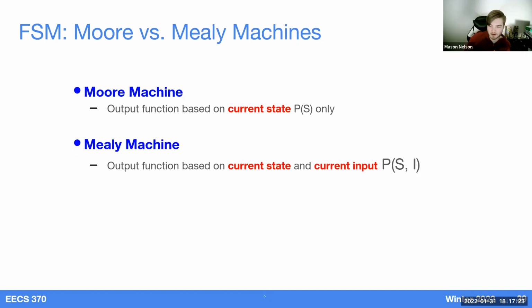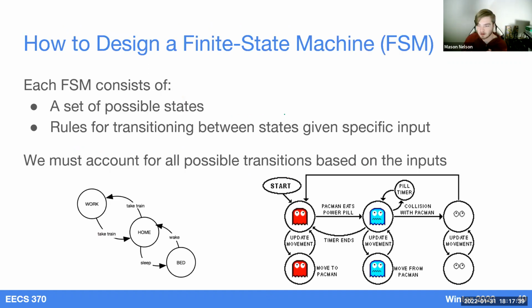So if we have some output function P that still doesn't really use I, our input, and it just uses S, that'd be a Moore machine. So that means that a Moore machine is a type of Mealy machine, but not all Mealy machines are Moore machines. So let's look at some examples here.